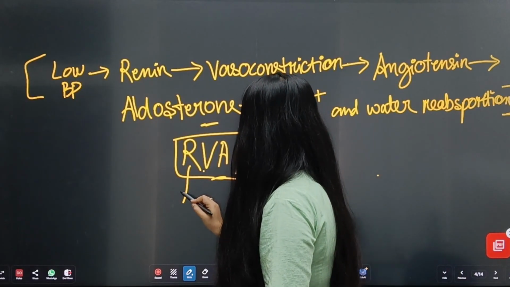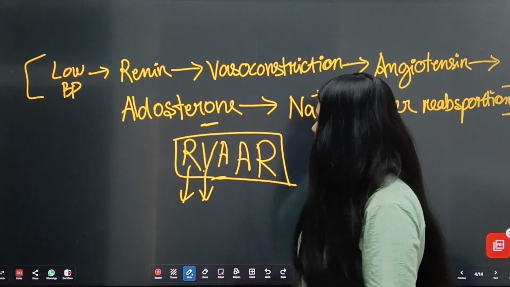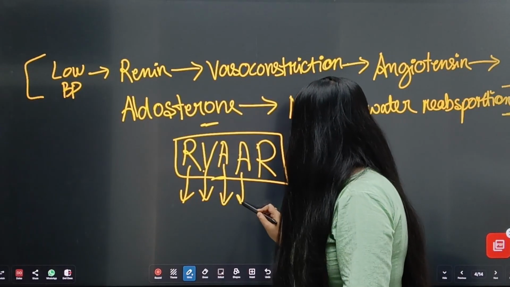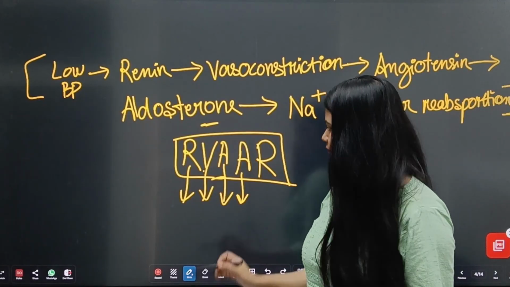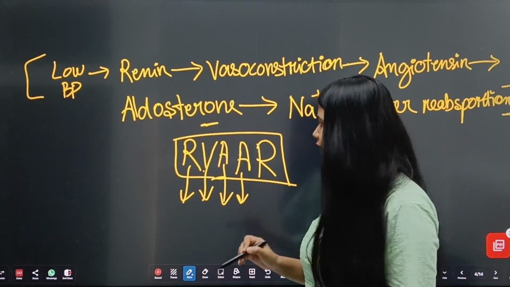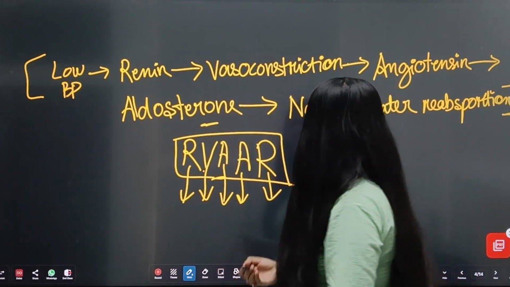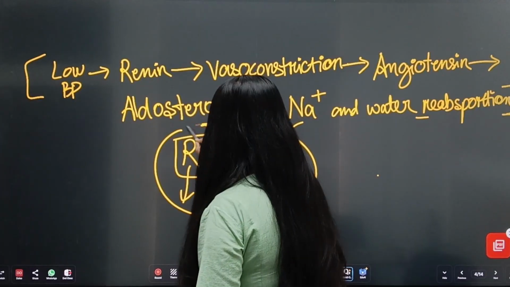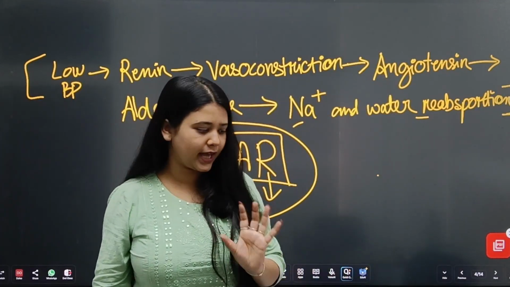So first will be renin. R denotes renin. V means vasoconstriction. Then A means aldosterone. Sorry, the first A is for angiotensin. Then fourth, we have aldosterone. Then at last R denotes reabsorption, sodium and water reabsorption. So remember this trick, it will help you to remember the sequence. I hope it helped.